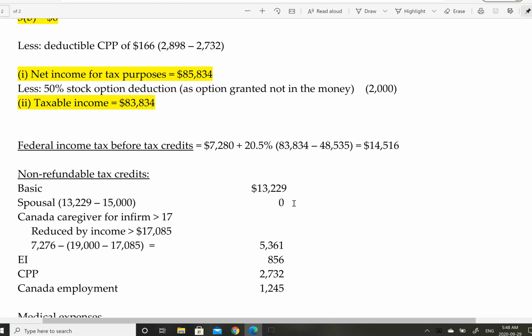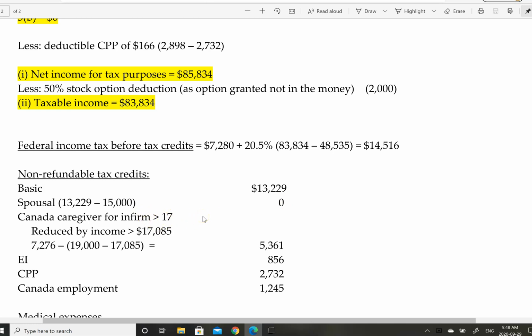Now, when it comes to her dad, Alex, she cannot claim the eligible dependent, because if you are married or in a common law partnership, you cannot claim the eligible dependent. You qualify for the spousal even if the amount is zero. So the eligible dependent is not available to Tess. However, because her dad has an infirmity, she can claim the Canada Caregiver for infirm dependents over 17.